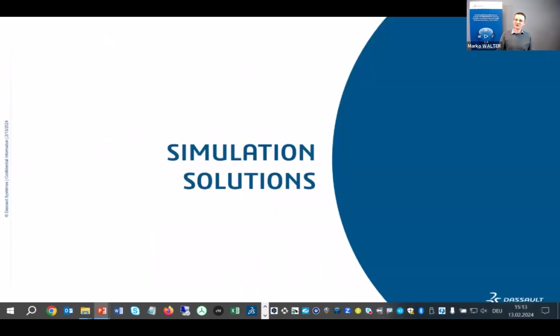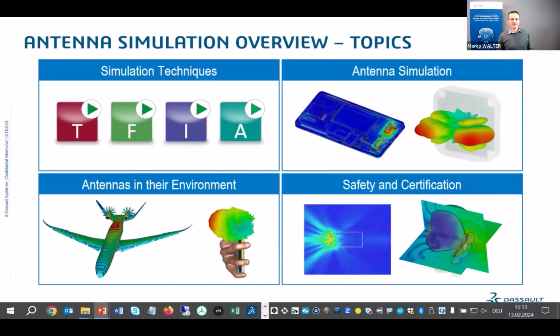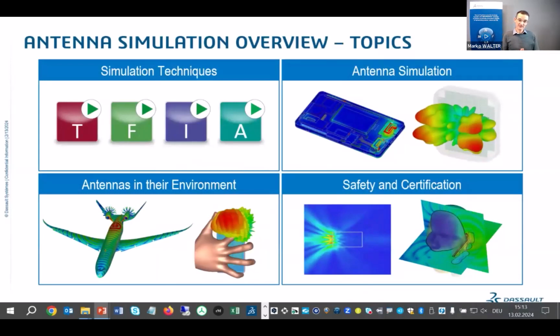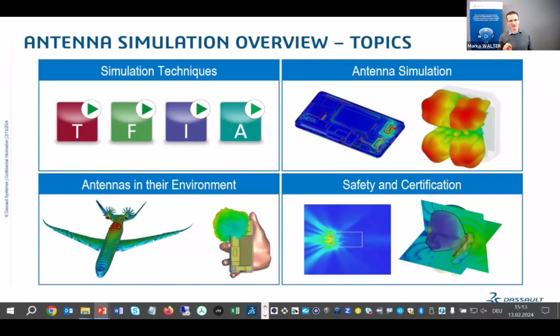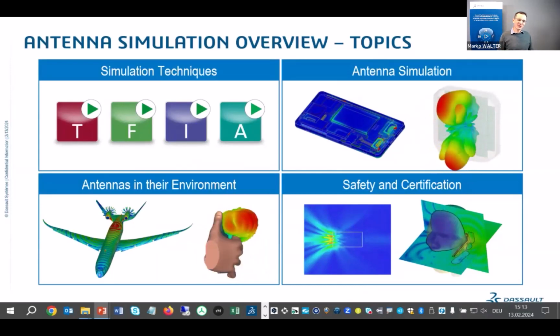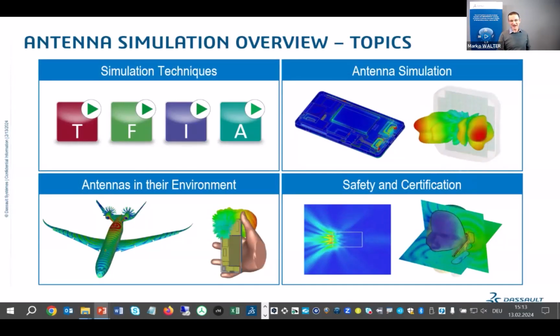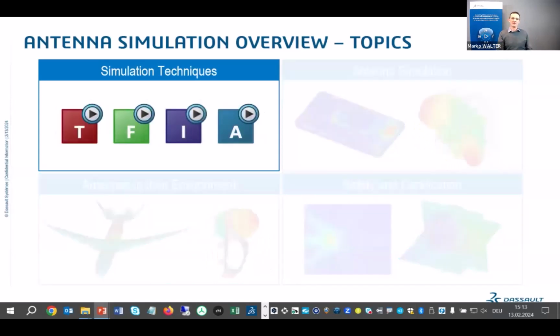But let's turn now to simulation solutions for antennas. And I'd like to structure my talk in 4 parts, talking first about simulation techniques, secondly, about antenna-specific simulation challenges and how we can address those, then about antennas in and on things, and finally about safety and certification. So let's first talk about the techniques.